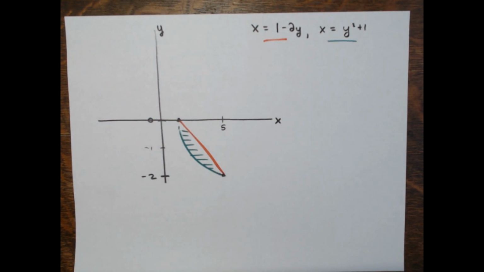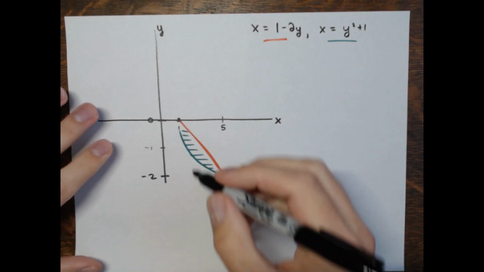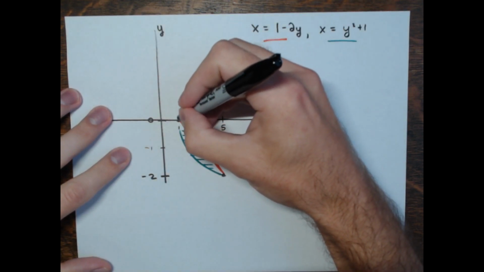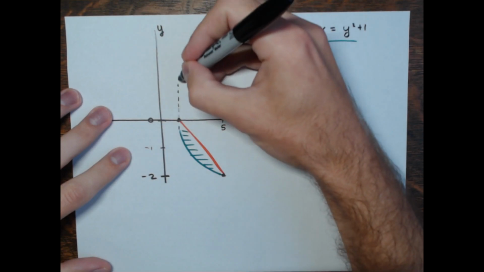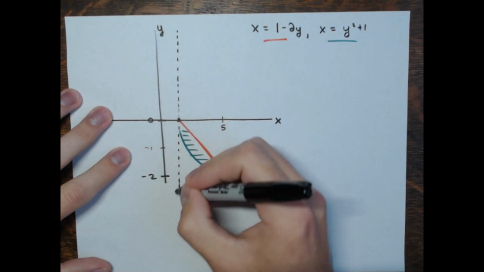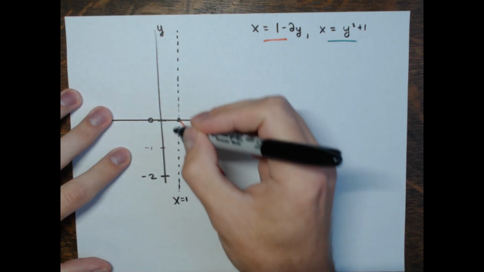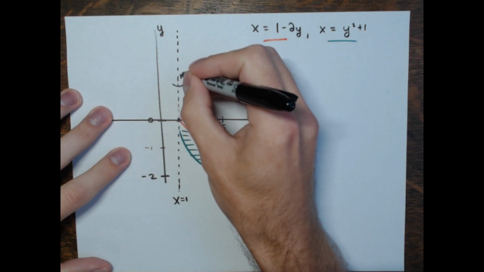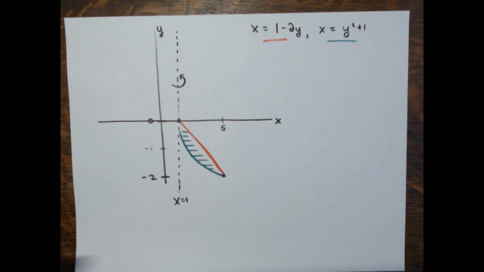But this time we're rotating around the line x equals 1. So I'm going to make that a dotted line here. So here's the line x equals 1. It's a vertical line. There, rotating around that line, not the y-axis.